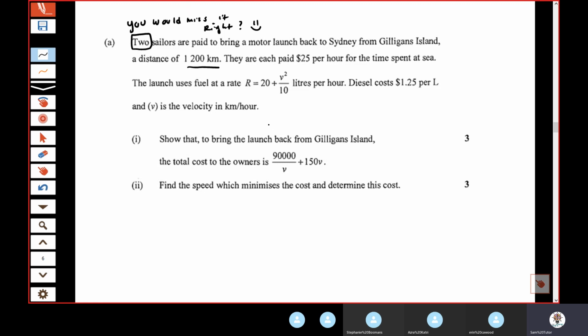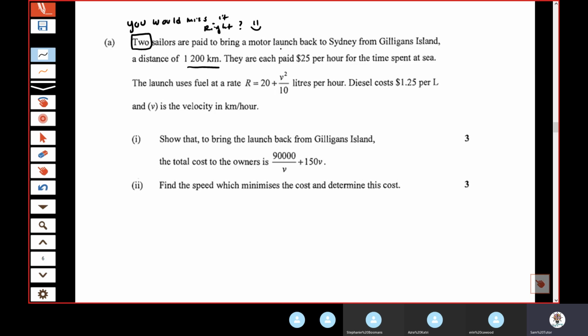Be careful. That's a very good point that a lot of students miss. Because they get two sailors and then just continue, and then they get to all this beautiful math, and then they forget you've got to times it by 2 because there's 2 of them. So just circle, highlight it, or you would miss it. All right, anyways, let's continue.